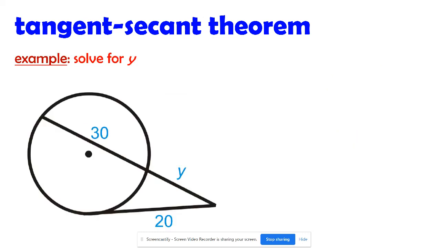All right, here's the first one. So I'm going to start with my tangent piece, which is the 20. And so it's by itself, so what we do with it is we square it. We take 20 squared. Then we look at the secant. We start with the part on the outside, which is y, and we multiply it by both parts added together. So y plus 30.